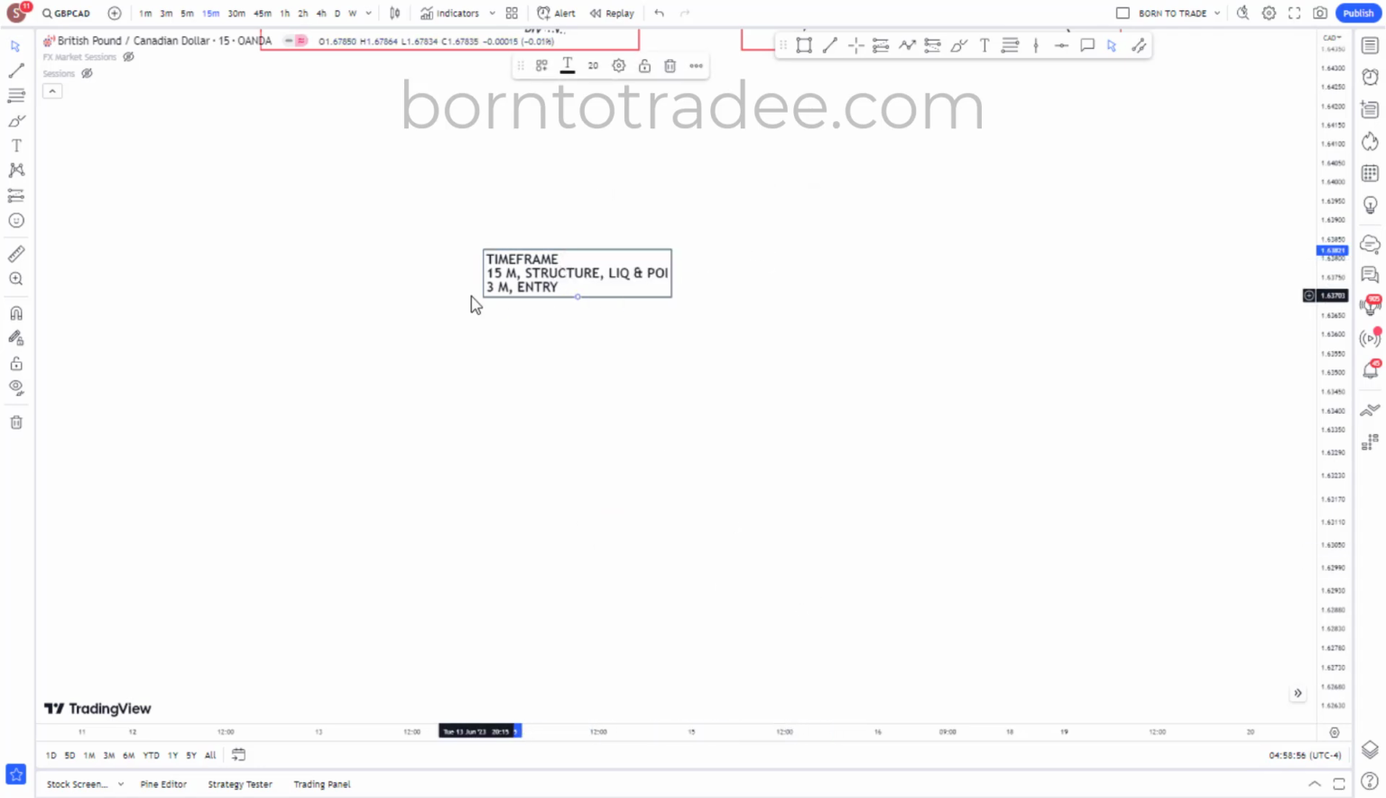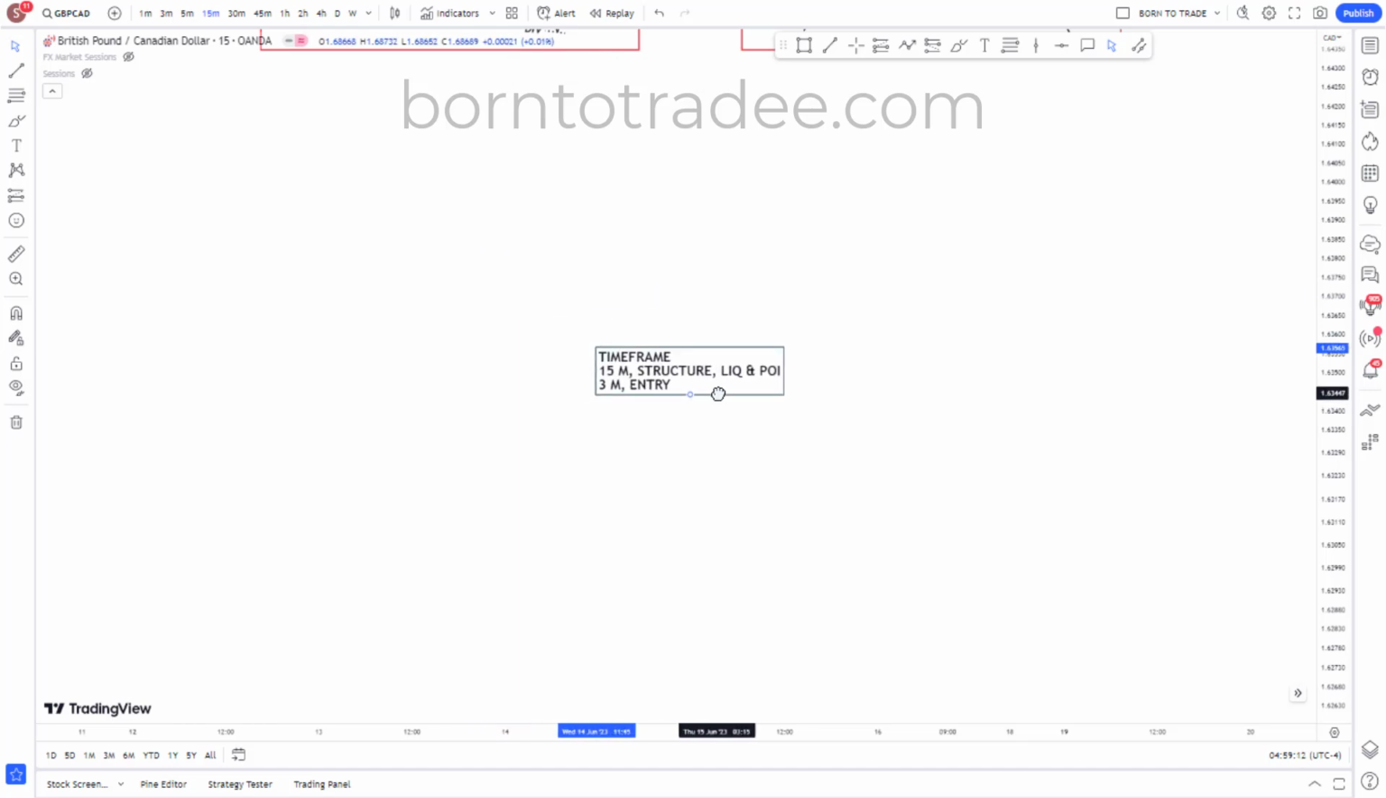The time frames we're going to use are the 15 minutes time frame, and we use the 15 minutes time frame to identify the market structure, identify liquidity areas, and identify our point of interest which we'll be looking to trade from. Now the 3 minutes time frame is for our entry, and the entry means we're going to be using the RSI as our entry confirmation.